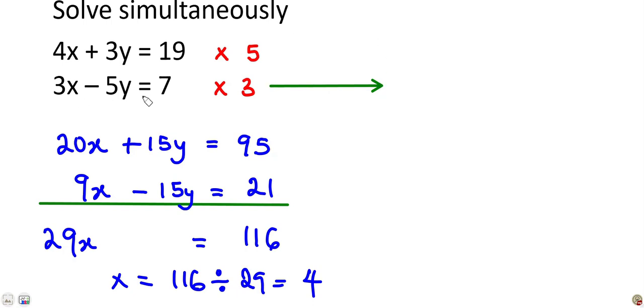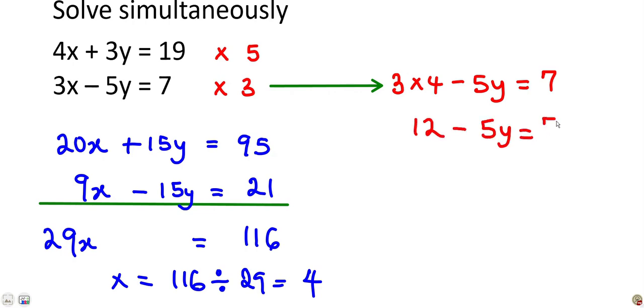Okay, so I can get the value for y. I'm going to replace x with 4, and then when I multiply that, let's see what happens. So I'm going to have 3 times 4 minus 5y is equal to 7. And 3 times 4 is 12, minus 5y is equal to 7.